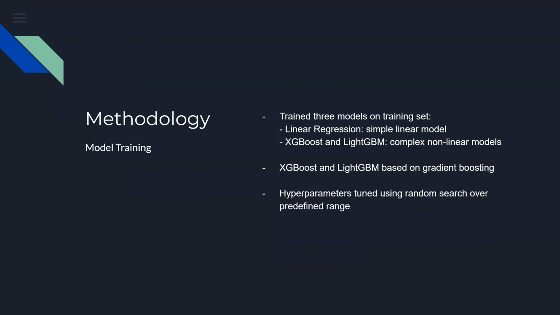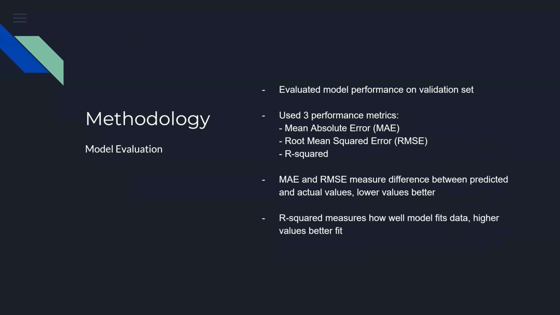We trained three different models on the training set. The first model was linear regression, a simple linear model that assumed a linear relationship between the input features and the target variable. The second and third models were XGBoost and LightGBM, which are complex nonlinear models based on gradient boosting. For XGBoost and LightGBM, we tuned the hyperparameters using random search over a predefined range.